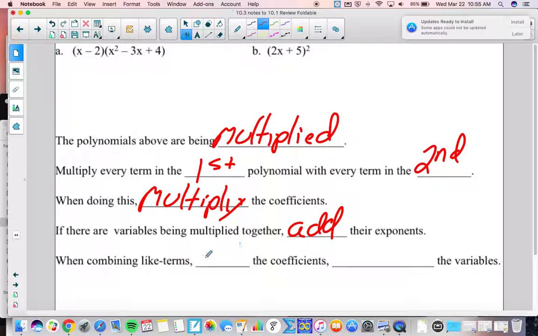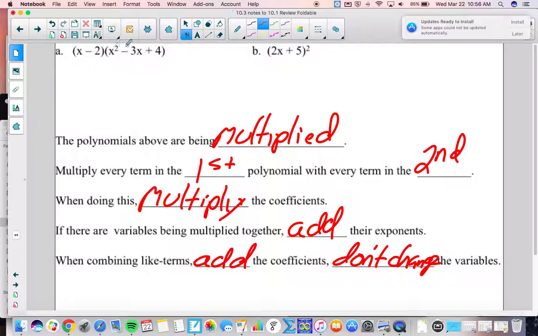When combining like terms, like what we just did up above in examples 1 and 2, we add the coefficients and don't change the variables. Up above, if we were adding x squareds, we kept them x squareds. Alrighty, so here we go.